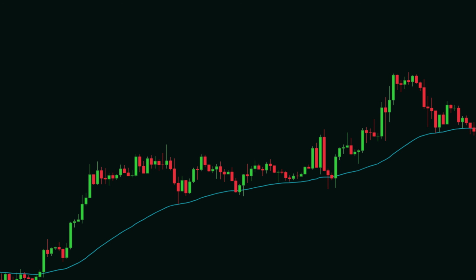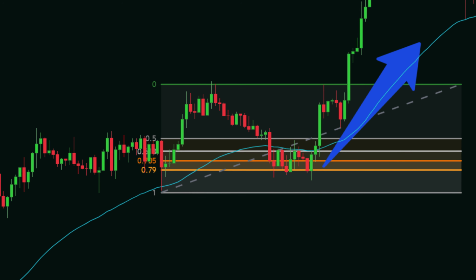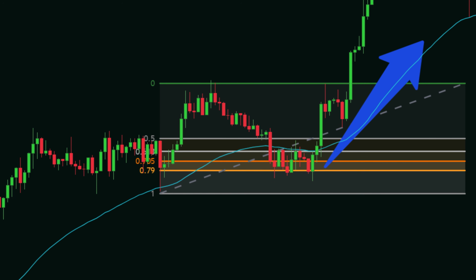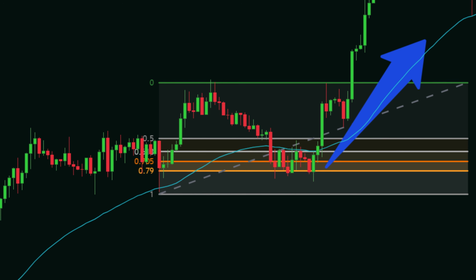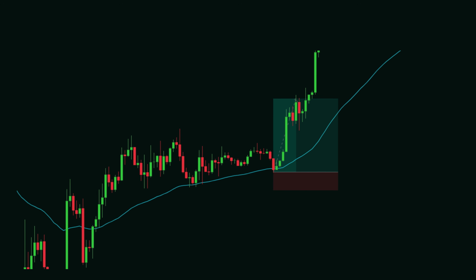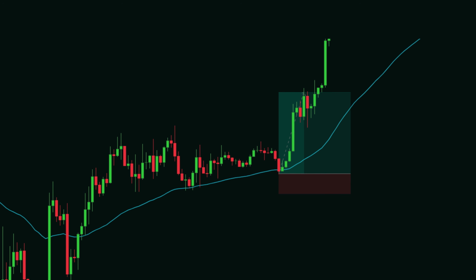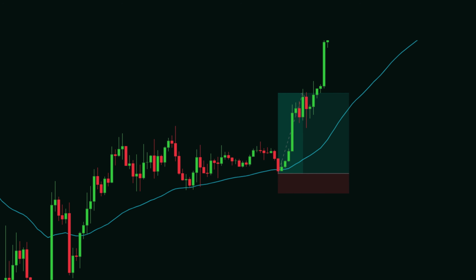Wait for price to pull back into an EMA zone, like the 21 or 50. Watch for signs of rejection: wicks, pin bars, engulfing candles. Add confluence. Maybe price aligns with a recent structure or a Fibonacci level. Once price reacts, that's your signal. Enter on the bounce. Stop loss just below the EMA or previous low. Take profit at the previous high or next supply zone.